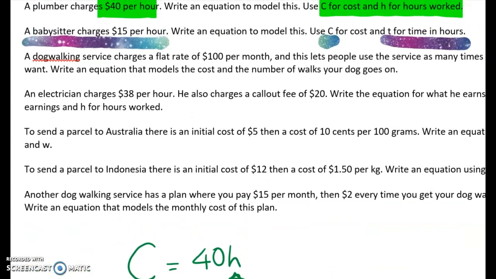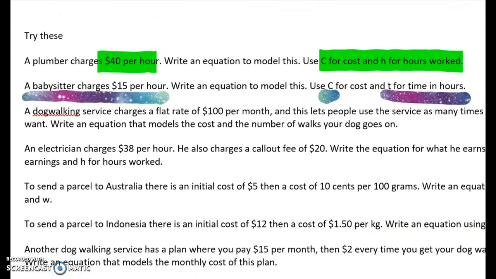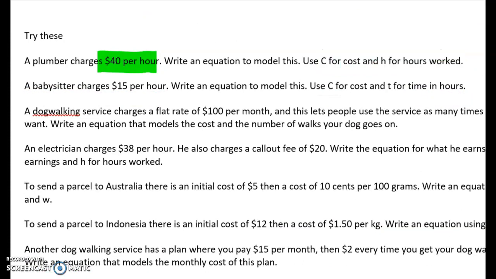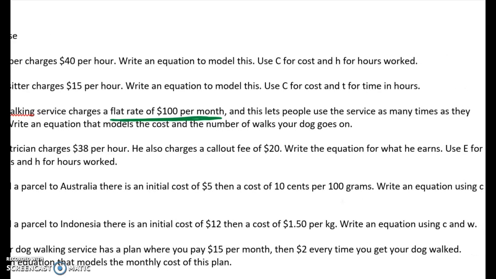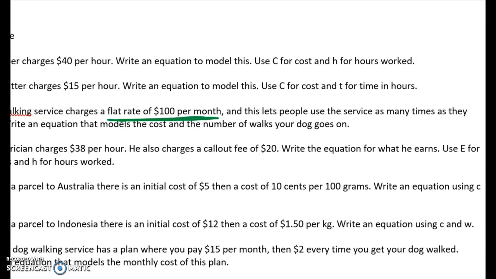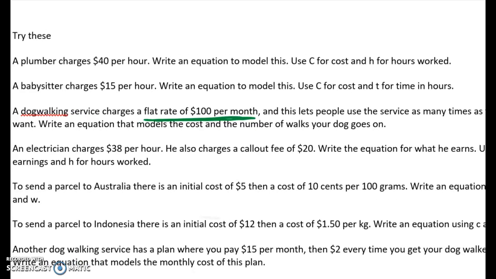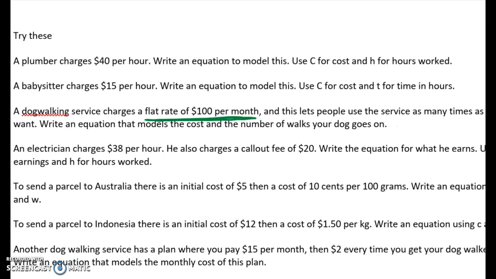Now there's no y-intercept because there's no amount to pay for no hours of babysitting. But in the next question, I've changed it. Suppose we've got a dog walking service and it charges a flat rate of $100 per month. This lets the people who use the service use it as many times as they want in that month. So this equation is going to be really, really easy.